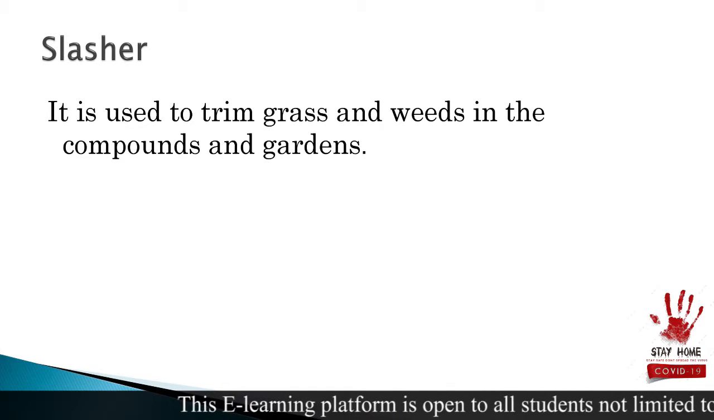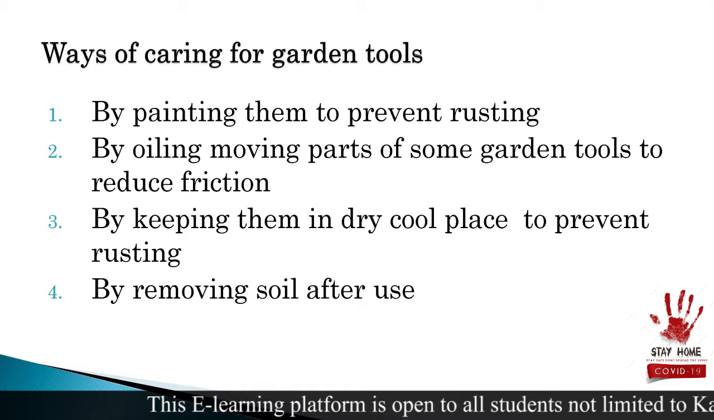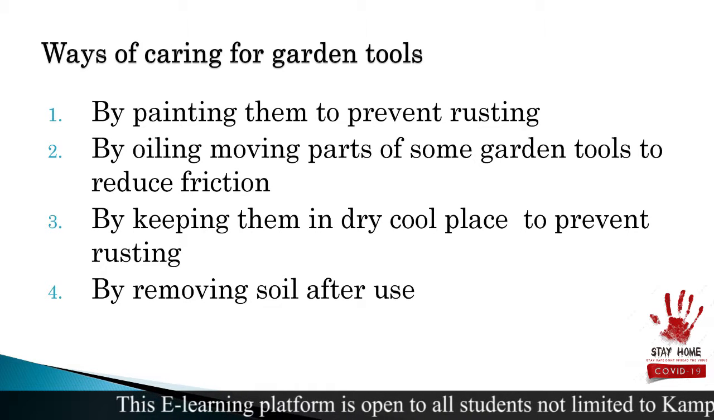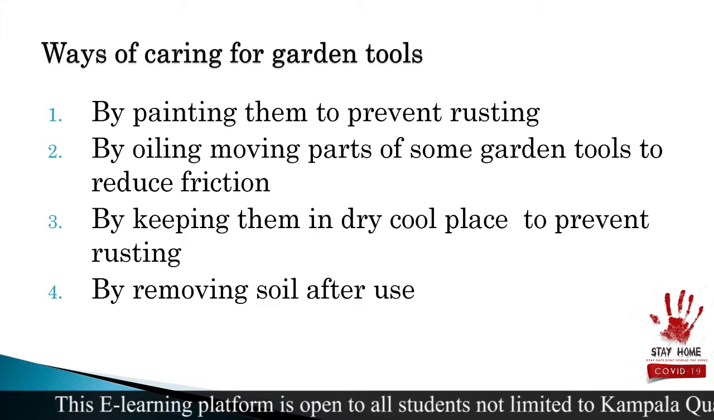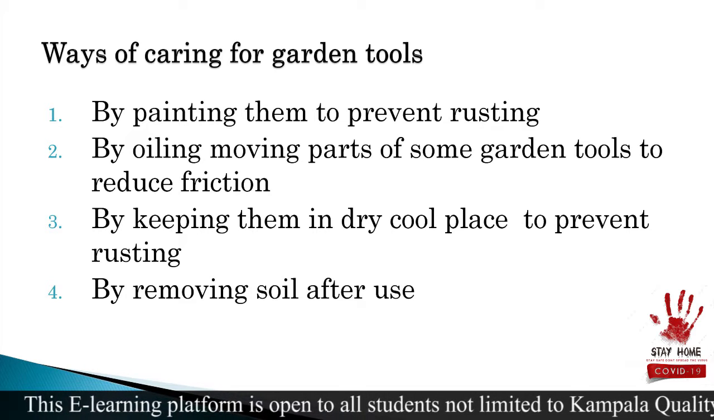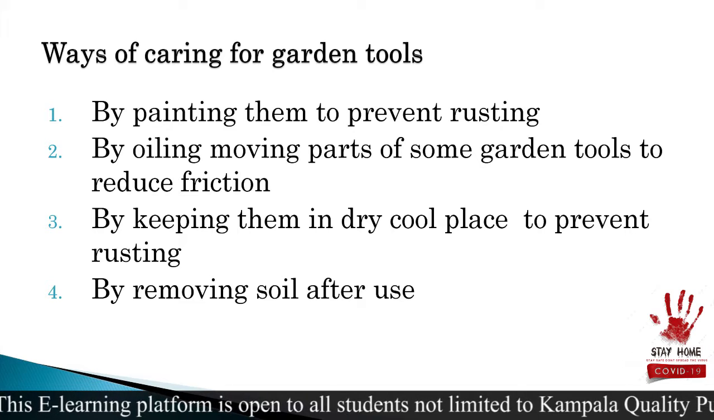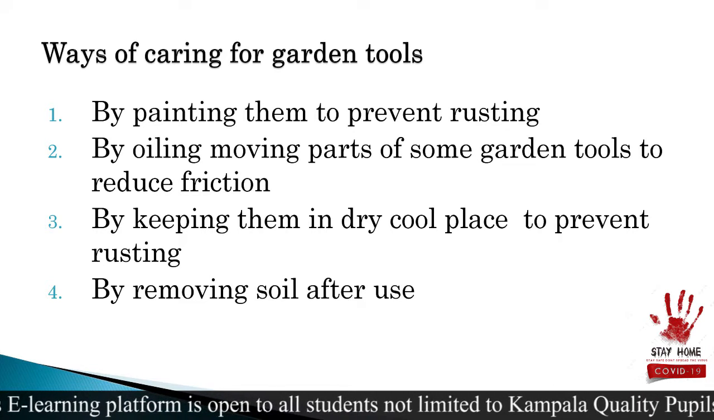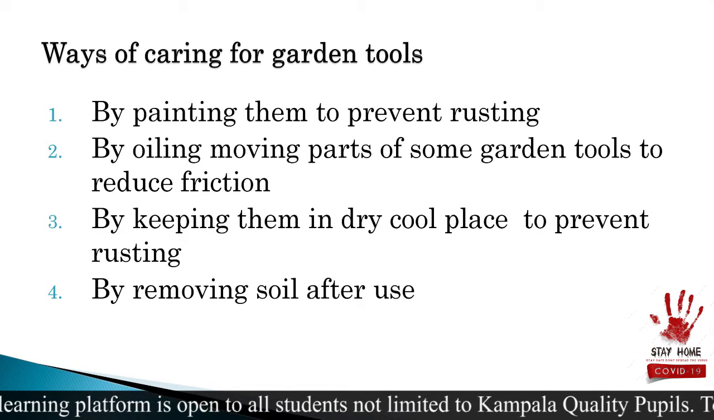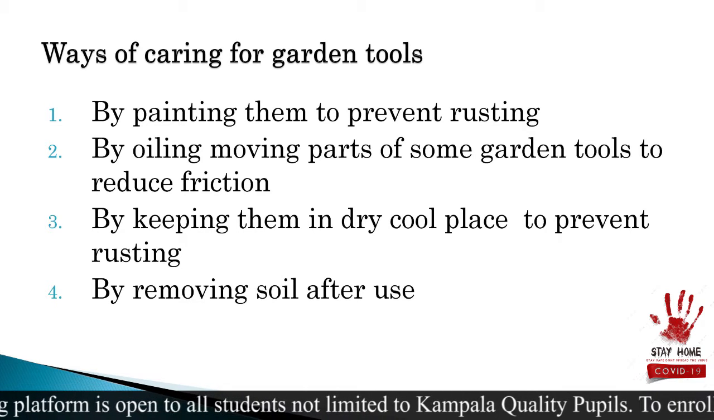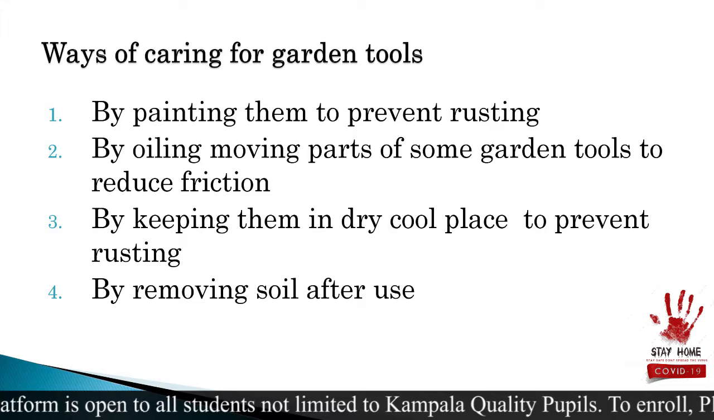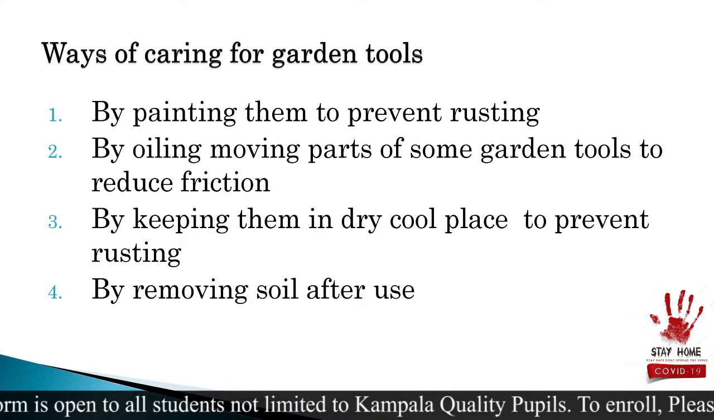Then, what are the ways we can care for garden tools? How can we care for garden tools? One is by painting them. Why do we paint them? To prevent rusting. 2, by oiling moving parts of some garden tools to reduce friction.